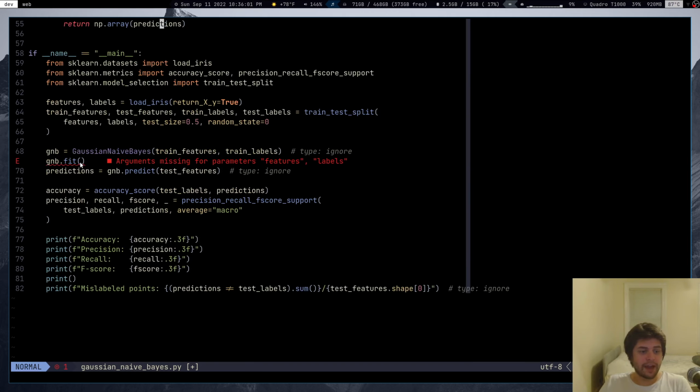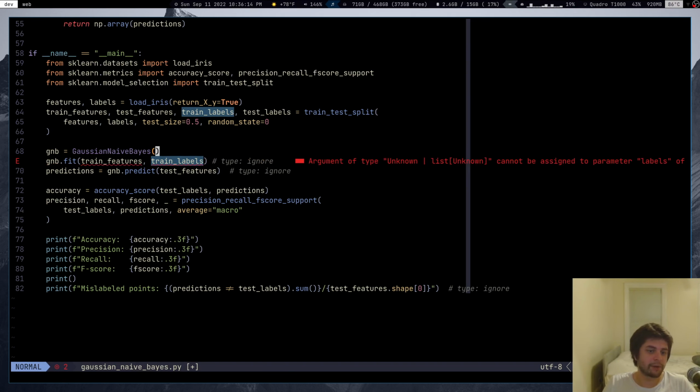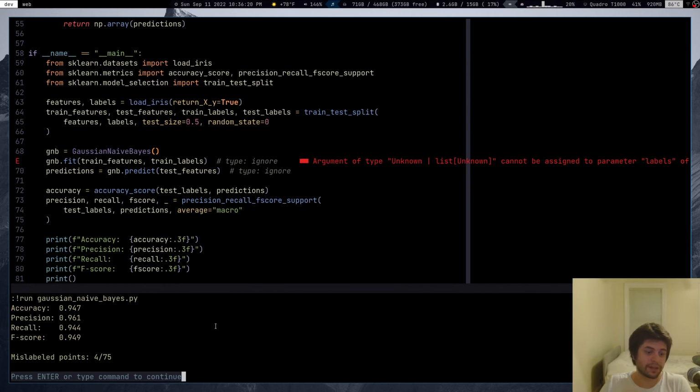Of course, the API here would change. So in train, we would just provide them here, right? And then this is Pyright, which is a code linter, it complains. And then we would be able to run it. There we go, and we would get the same result.